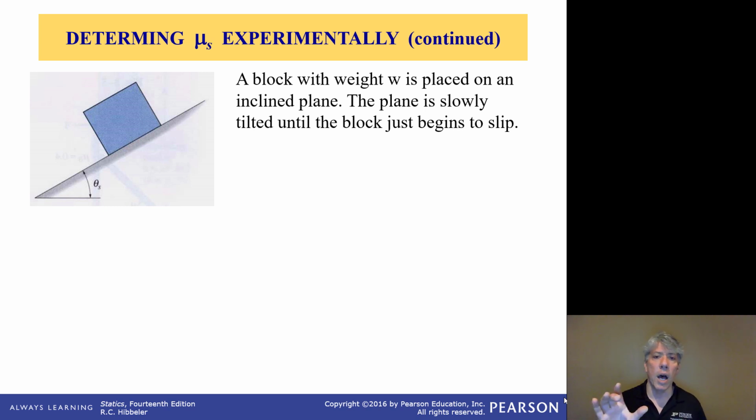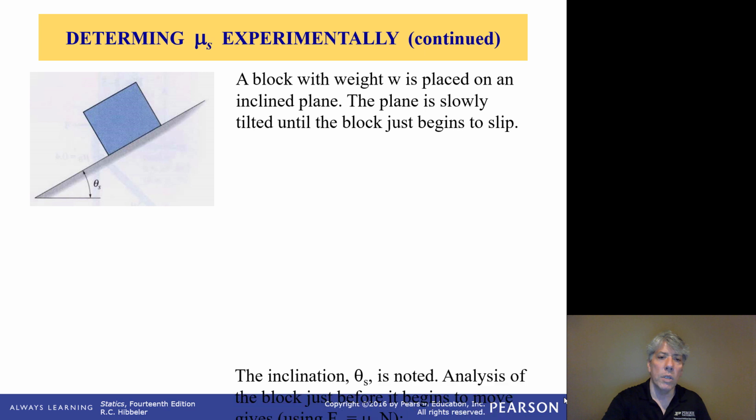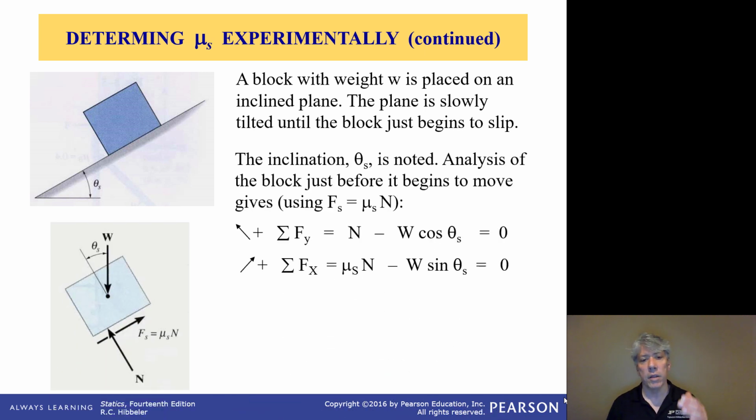That is to take the block that has some weight W and put it on an inclined plane. And what you can do is actually take that plane and start to increase the angle of the plane right until the block just begins to slip. What's nice about this is if you think about the free body diagram of the crate, the only thing preventing the crate from sliding down the incline is the friction force.